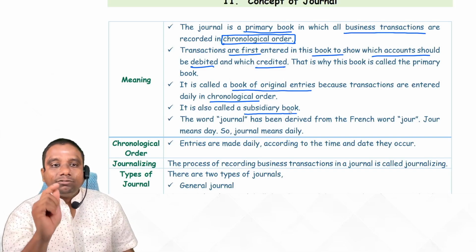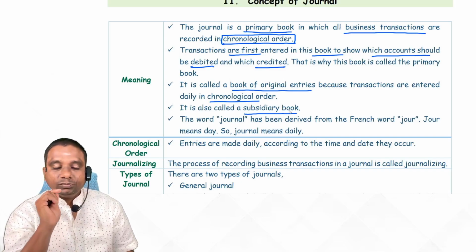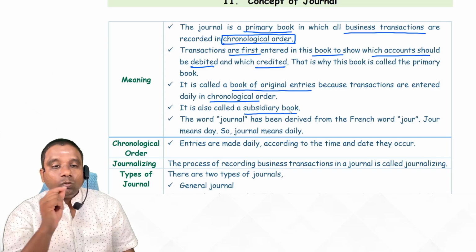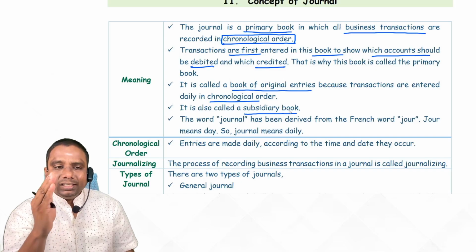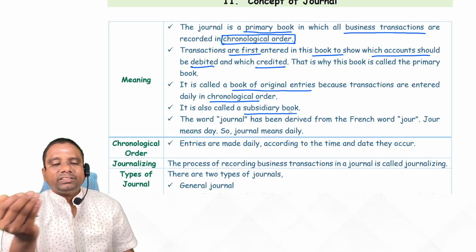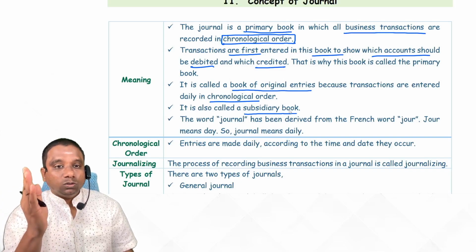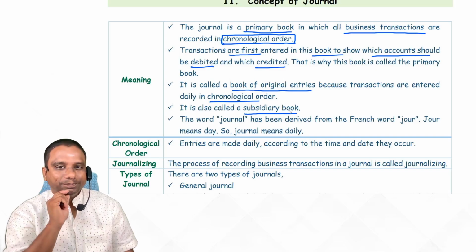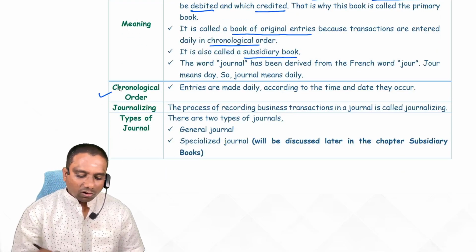Next, important: the word journal is derived from the French word jour. What does it mean? Jour means a day. So in the journal, we record the transactions on a daily basis. That's why we have given this book the name journal book. Is it clear, students? Yes. Next one, chronological order, already we discussed.